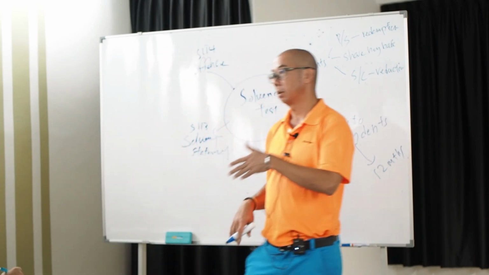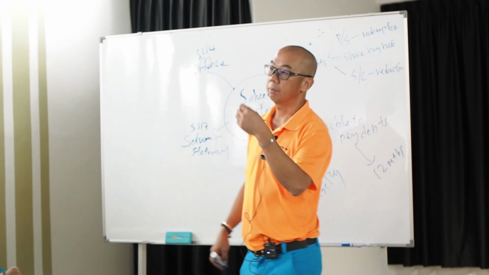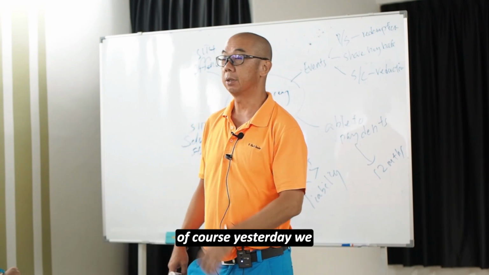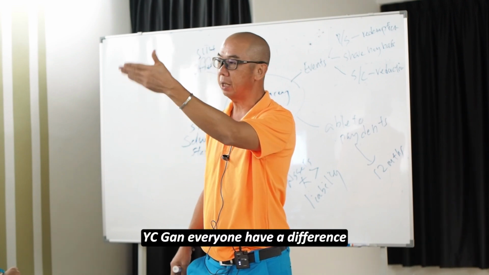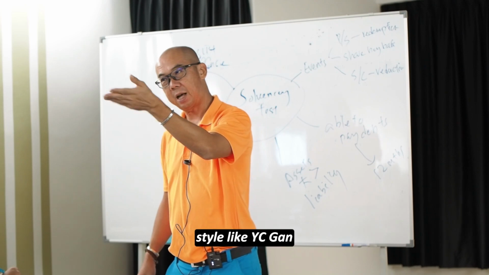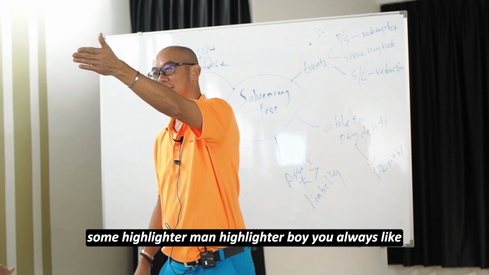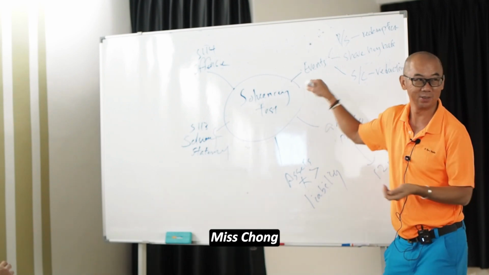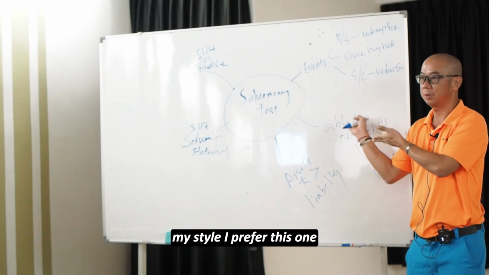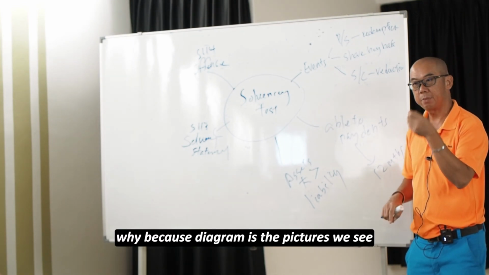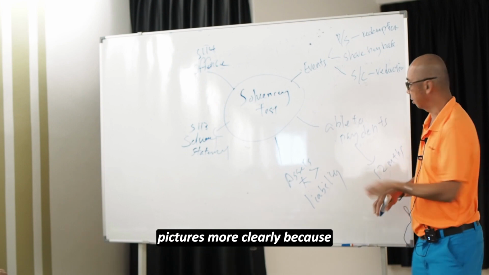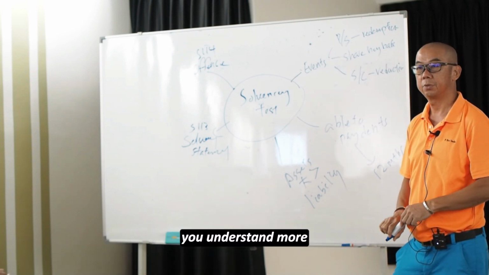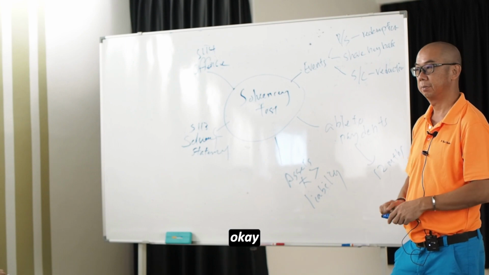So I hope today I covered more or less how Uncle Koh likes to summarize technical materials. Of course, everyone has a different style, some are highlighter people, you always like that, right? Miss Chong always writes a lot on the Company Act. My style, I prefer this one. Why? Because a diagram is a picture. We see pictures more clearly, you see the keywords, you understand more. Okay? Remember?